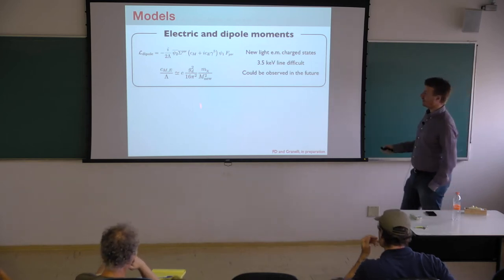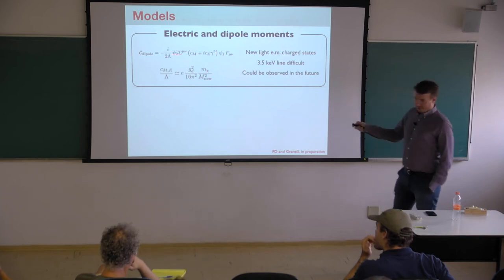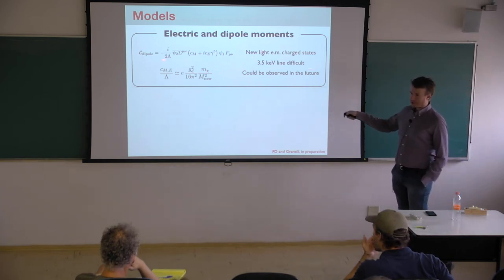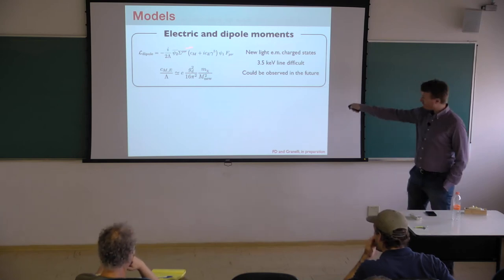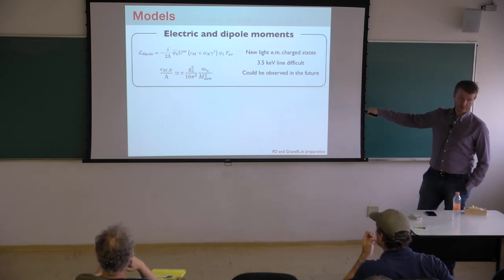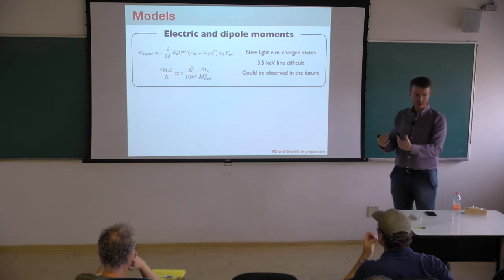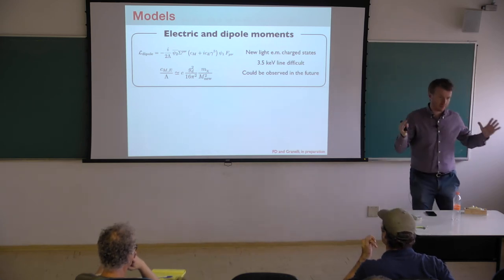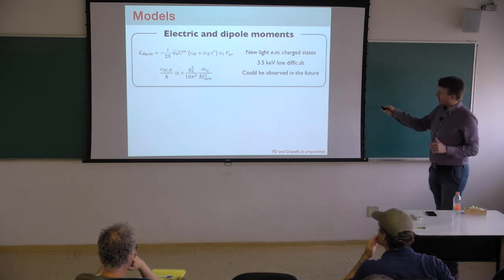So the message I get from this is that it is difficult to explain the 3.5 keV line only with this dipole operator, once you start to think about UV completion. Maybe you can think that you have 500 of these states, but of course then you have other problems. So I think it's difficult.